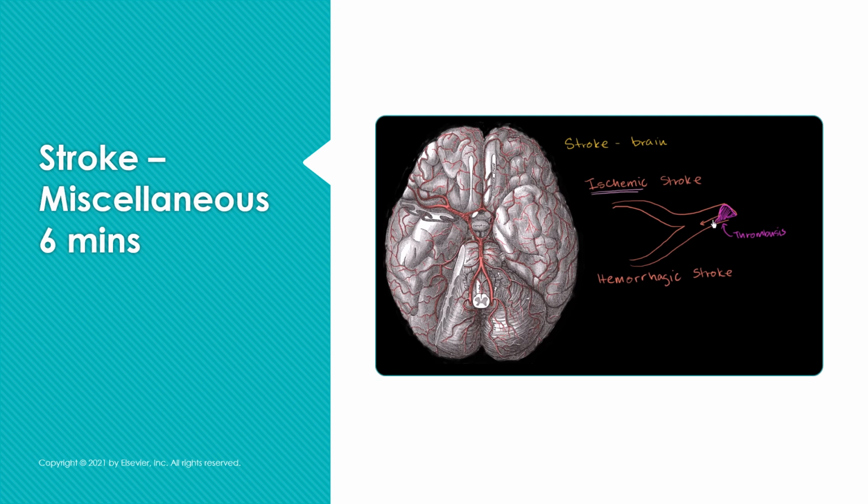Either way, the blood flow is restricted, and the brain tissue that's further downstream is not going to get its oxygen, and it might die. It might experience infarction. And that's why ischemic strokes are also sometimes called cerebral infarctions.